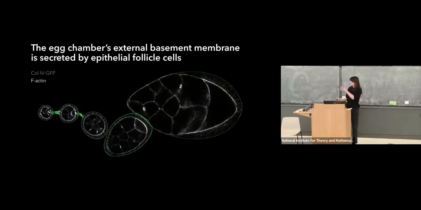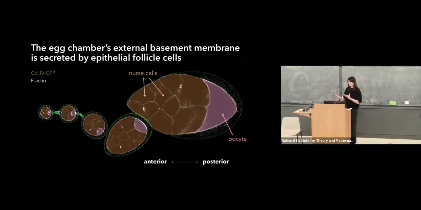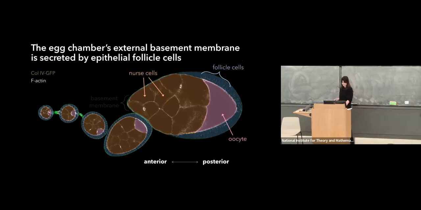If we zoom in to each individual egg chamber, I'm going to emphasize again that our important shape transition is going from a sphere early on in development to an ellipsoid, or football-like structure, as they mature. Inside each egg chamber, we'll see the oocyte in pink, which is going to form the egg, and nurse cells, which feed the oocyte as it grows. These are all surrounded by another layer of epithelial cells called the follicle cells, shown in blue. The follicle cells then secrete the basement membrane extracellular matrix that I'm interested in, shown here in green, which is on the outside of the whole tissue.